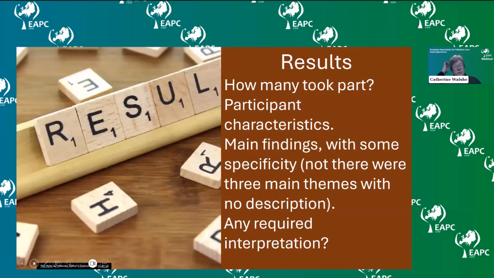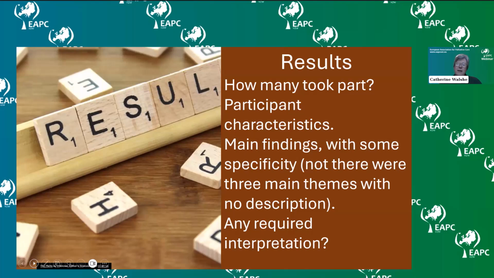Again, think about the results. This is one of the key things that people are going to look at. And you can see that again when you look at the abstract scoring system that I'll show you in a minute. So make sure that the reader understands how many people took part, who took part, what did you actually find? Is there anything you need to know to help the reader to interpret those results?